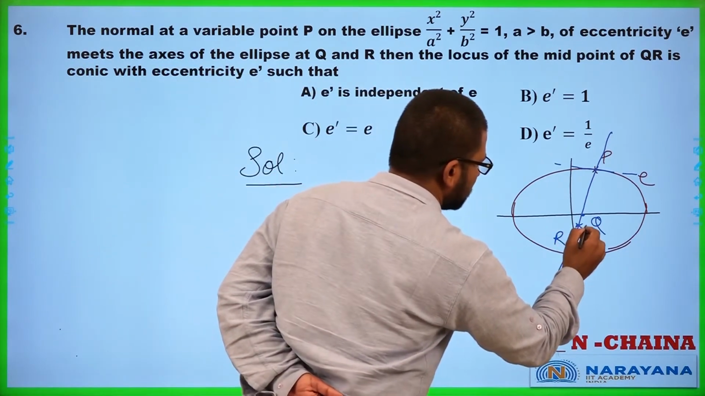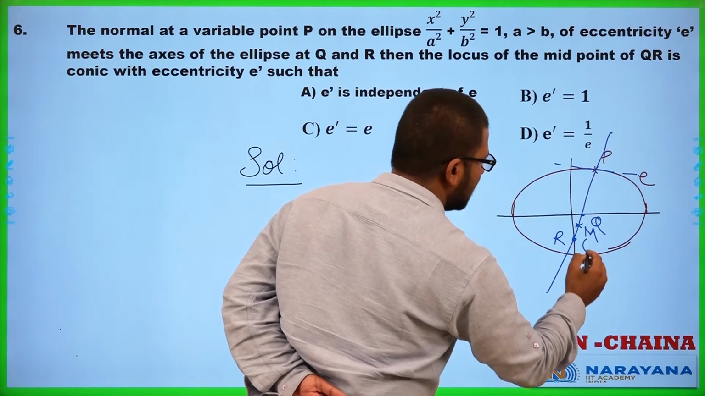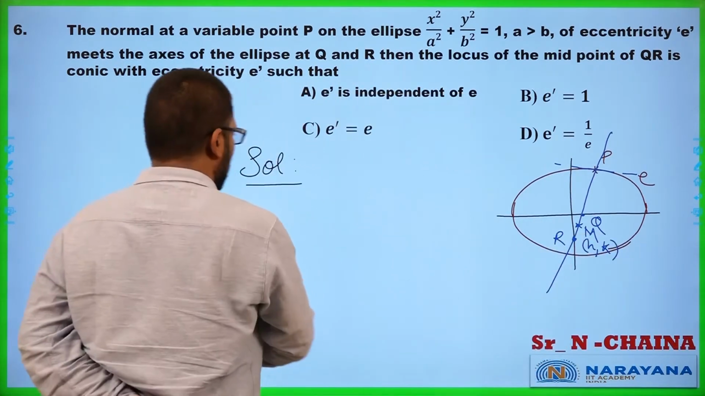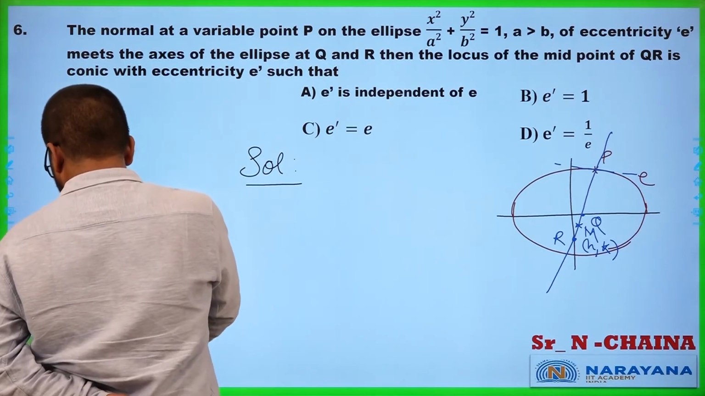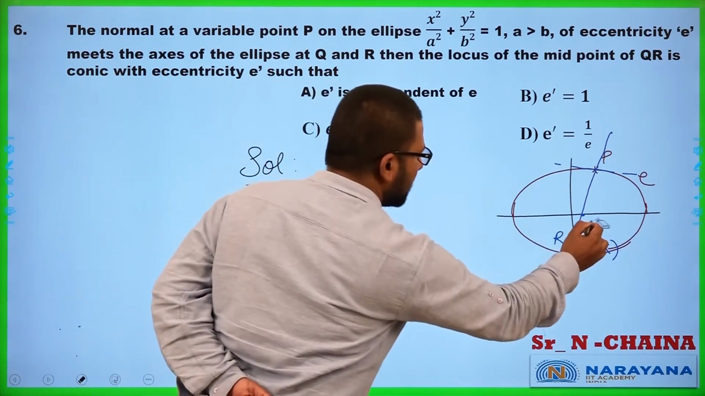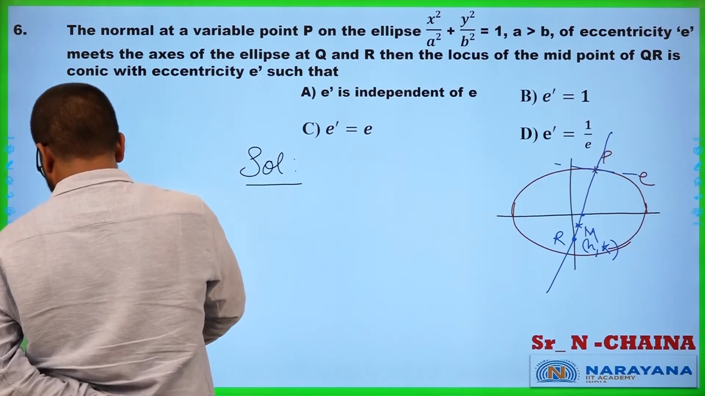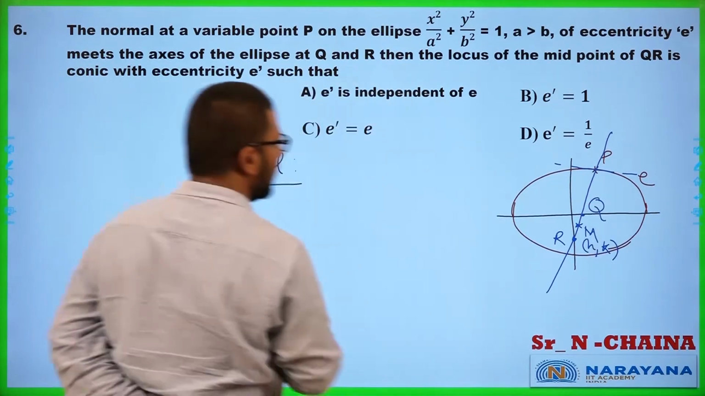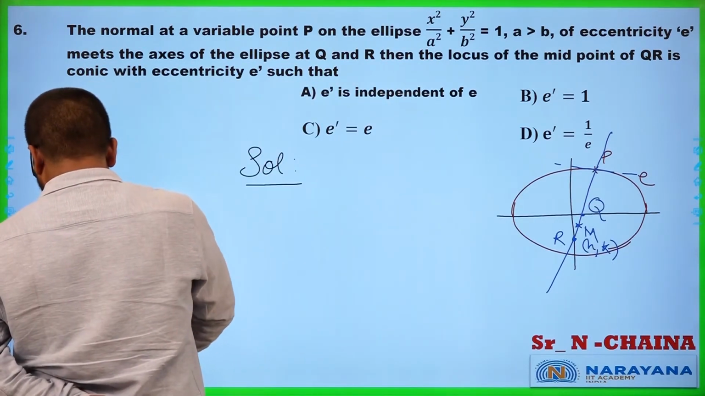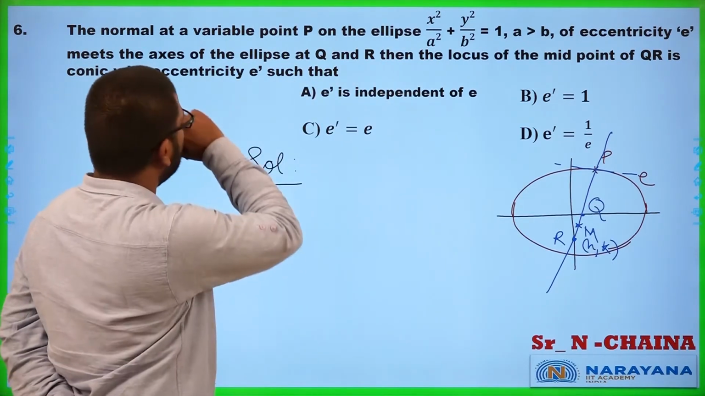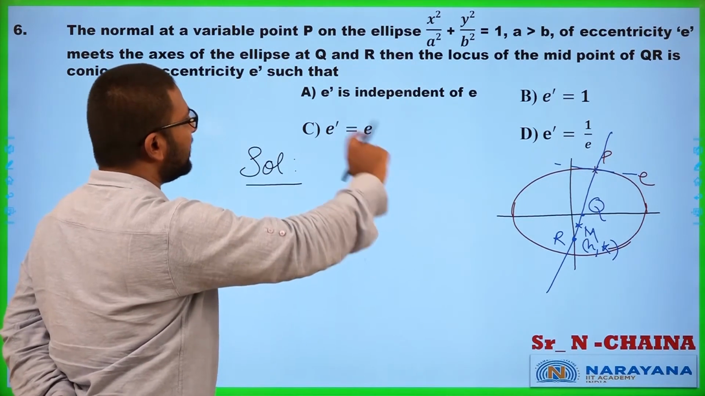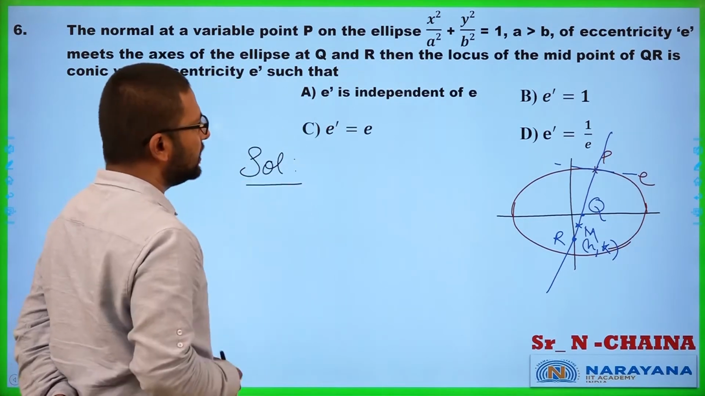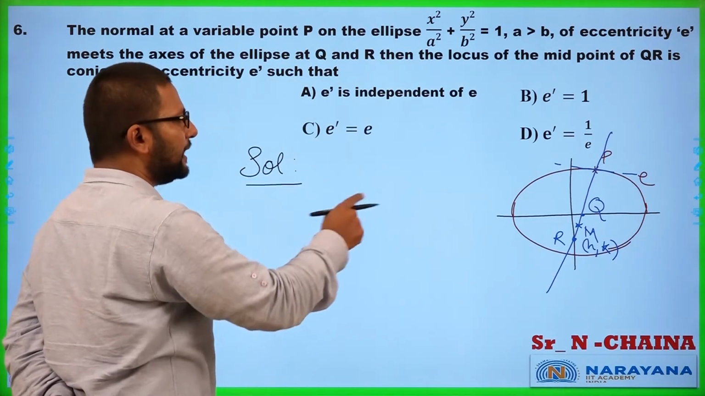So the midpoint of QR, let us call this M, and let us take its coordinates as h comma k, because we need to find locus of M. All right. Yes, we need to find locus of M. And it is said that locus of M is another conic with eccentricity E dash. Then we will have to figure out what is E dash. So let us start with finding coordinates of M.